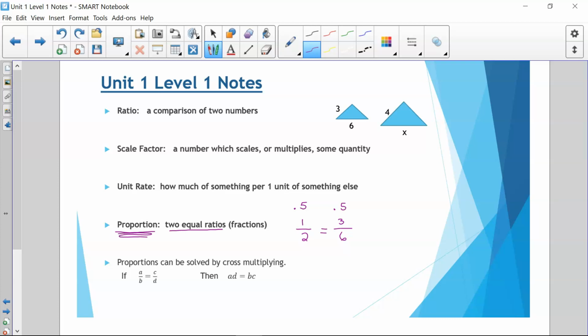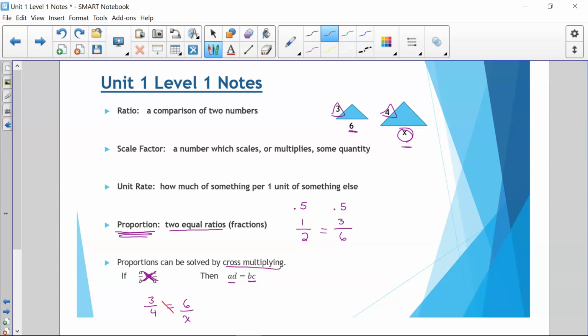Now, sometimes we have an unknown like up here, and I know that 3 to 4 should be equal to 6 to x. And I can solve for this unknown x by using cross products or cross multiplying. So if I have a fraction equal to a fraction, a proportion, then the product a times d is equal to the product b times c. So these cross products are equal.